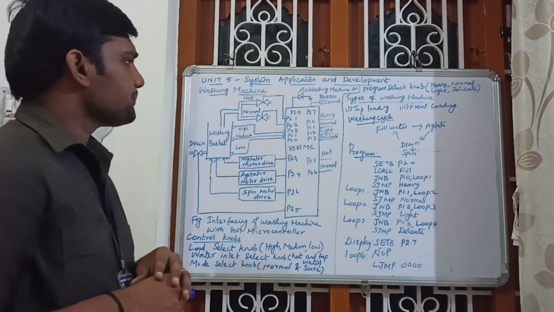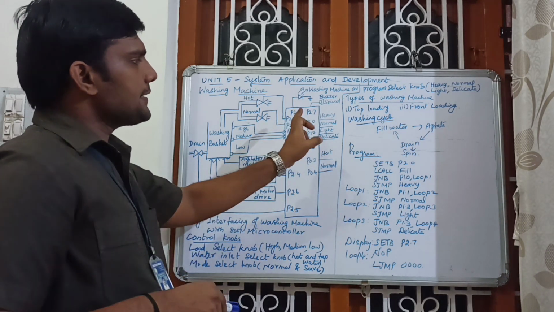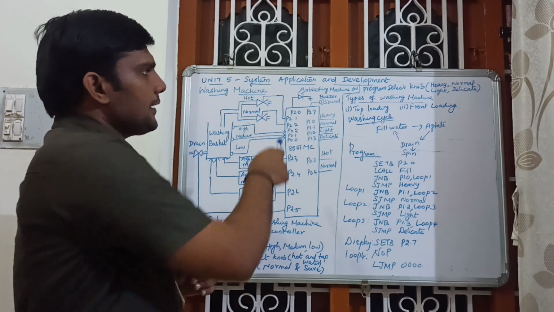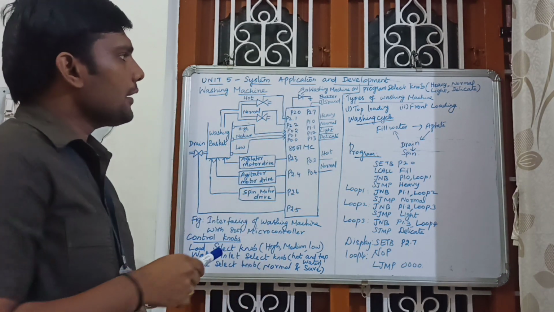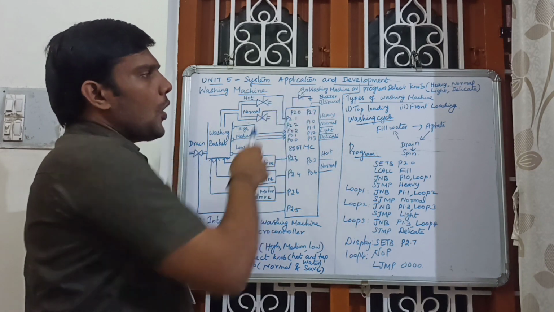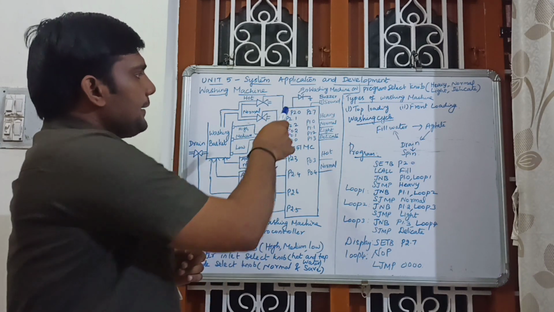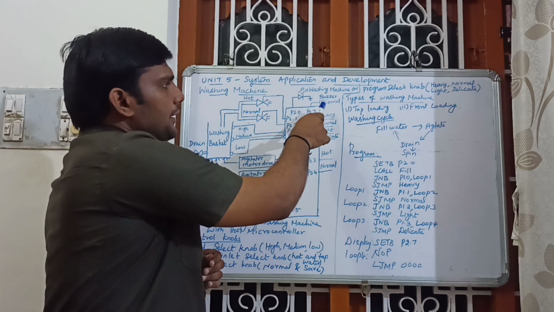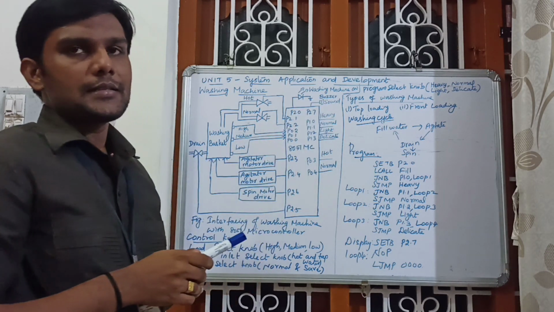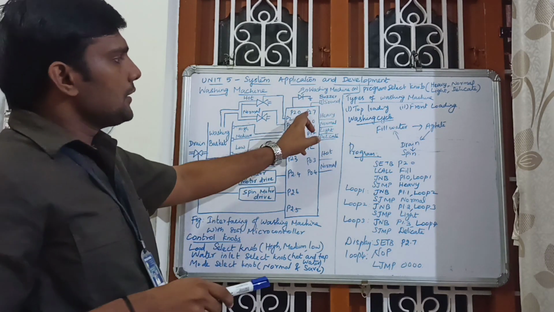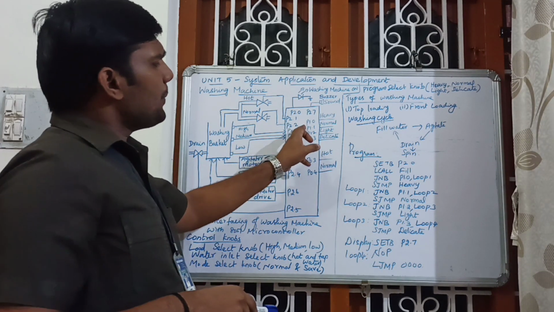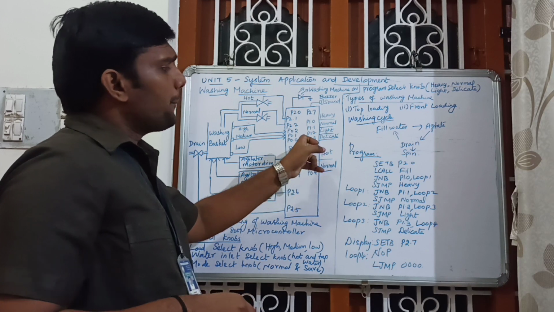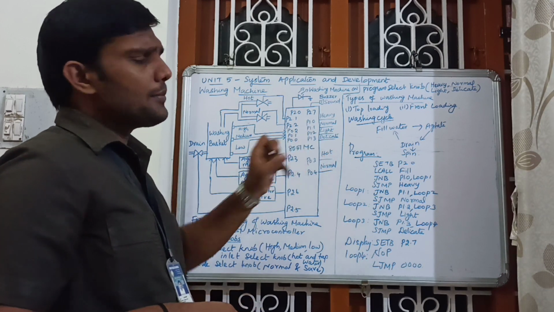See here, P2.0 is connected with the LED, which is the washing machine on indication. And P2.7 is for the buzzer sound. The buzzer is connected with P2.7. Then P1.0 to P1.3 are for the program select knob.